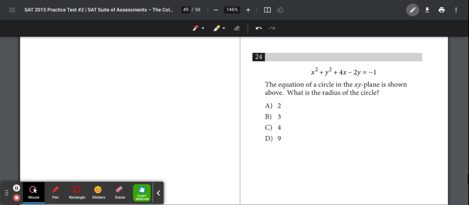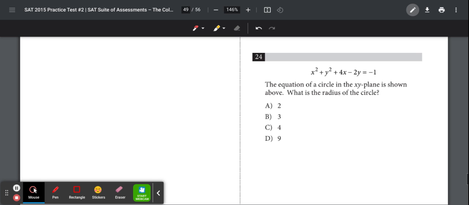Now, how do we do that? We utilize completing the square, the procedure for completing the square in order to convert general form of equation of a circle to standard form. So the first thing I'm going to do is organize my terms in a way that the terms with x are first and the terms with y variable are second.